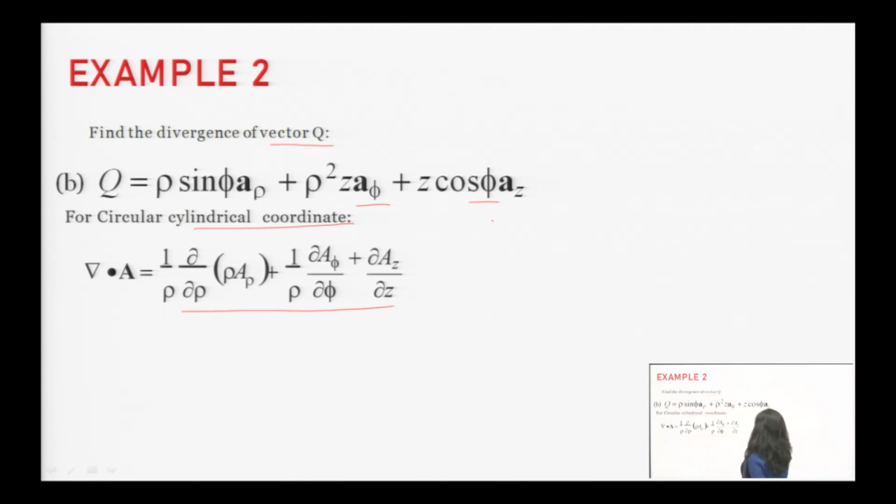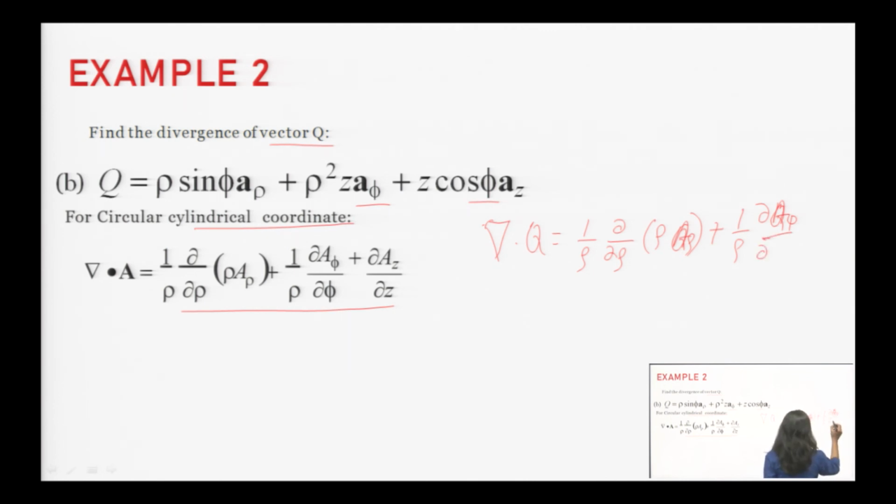Accordingly, we can solve this problem as del dot q will be equal to 1 by rho d by d rho of rho A rho, plus 1 by rho d A phi by d phi. In place of A we will write q here, and here also q. Similarly, here will be d Az by dz, with q. This term is the q rho, this term will be q phi, and this term will be qz.